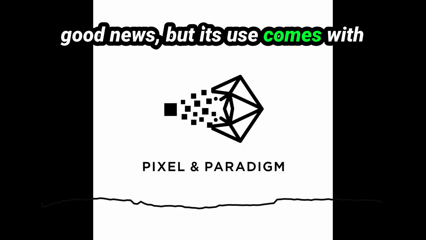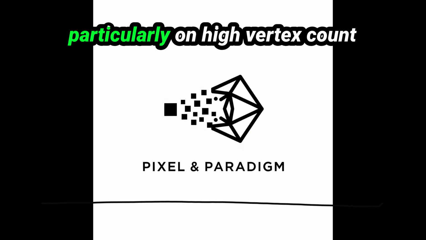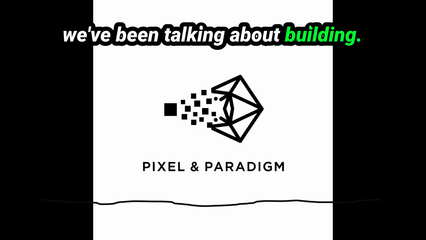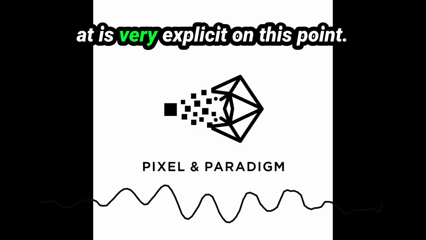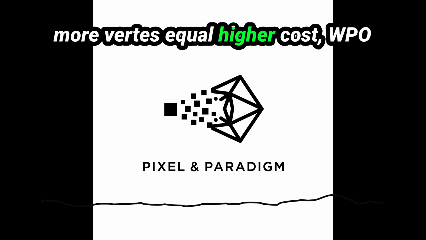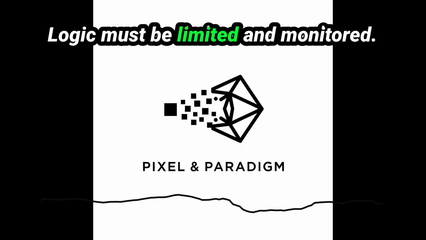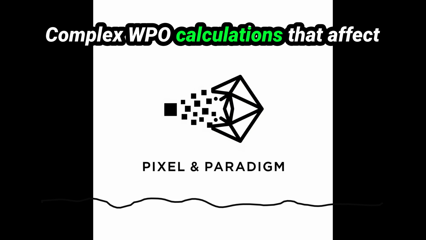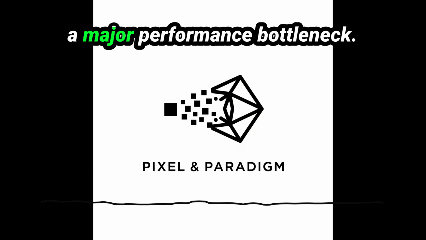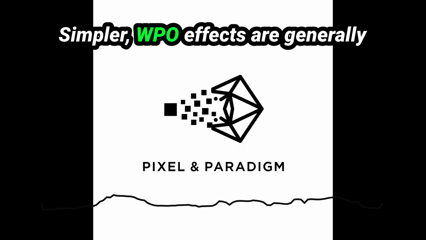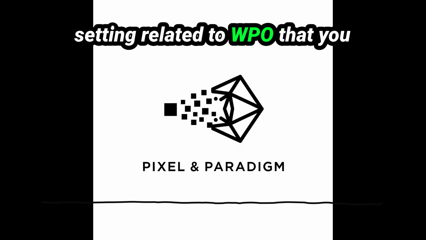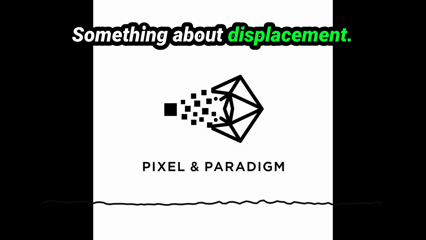But its use comes with significant performance implications, particularly on high vertex count meshes like the detailed Nanite Foliage we've been talking about building. The source material we looked at is very explicit on this point. When using World Position Offset, WPO, more vertices equal higher cost. WPO logic must be limited and monitored. Complex WPO calculations that affect every single vertex on a very dense Nanite mesh can easily become a major performance bottleneck. Simpler WPO effects are generally much preferable for performance. And wasn't there a specific setting related to WPO that you mentioned was crucial for Nanite, something about displacement?